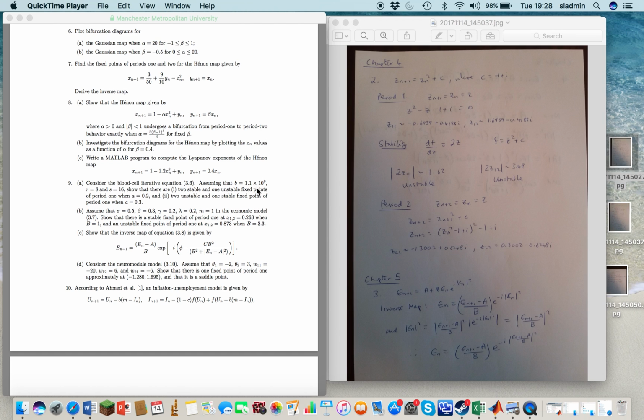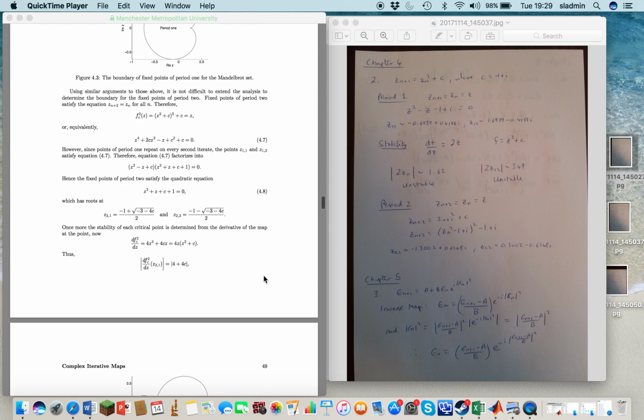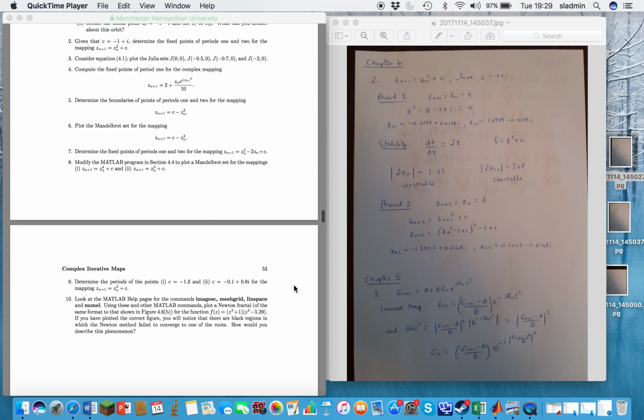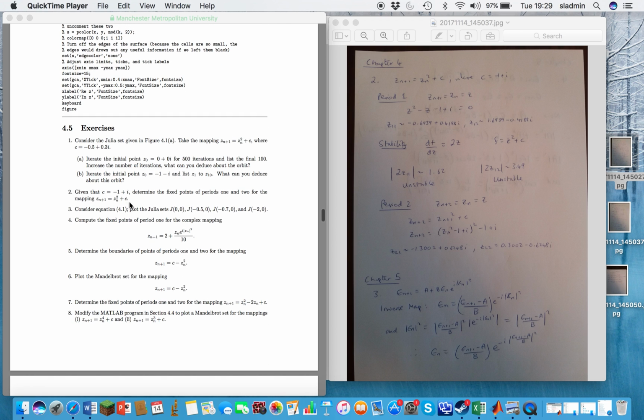Okay, next we go to chapter 4, and we're going to have a go at question number 2 from the exercise in chapter 4. So here is question number 2. Given c is -1 + i, we want to determine the fixed points of periods 1 and 2 for this mapping. So here is the mapping, z_{n+1} = z_n squared + c, where c is -1 + i.